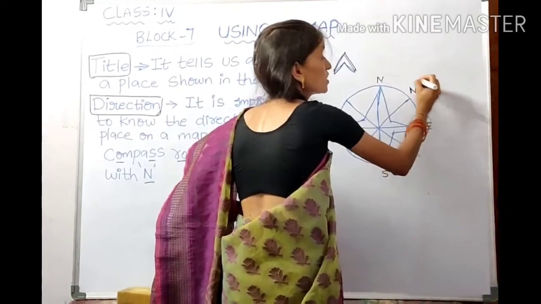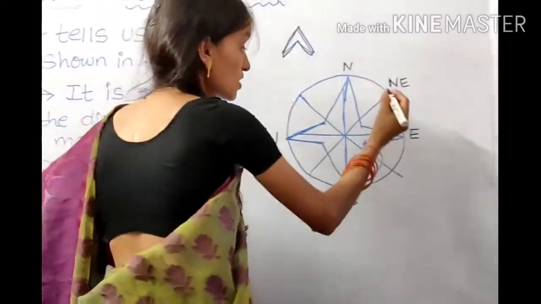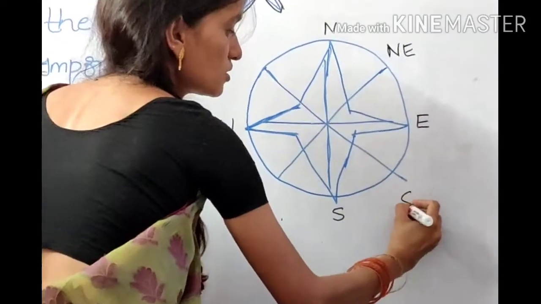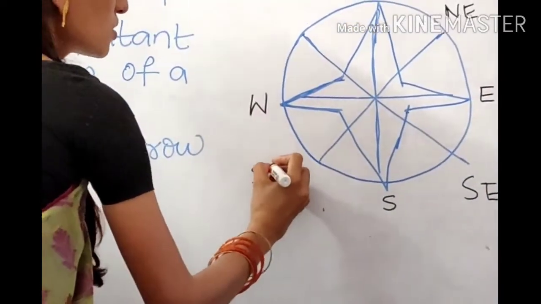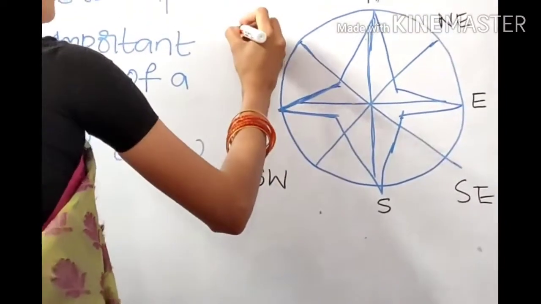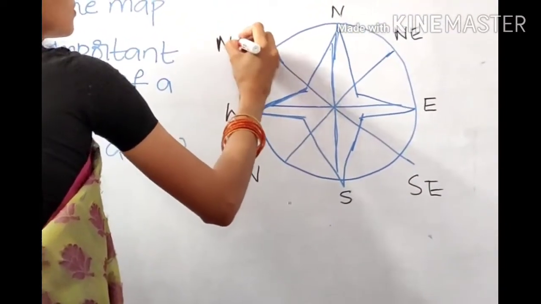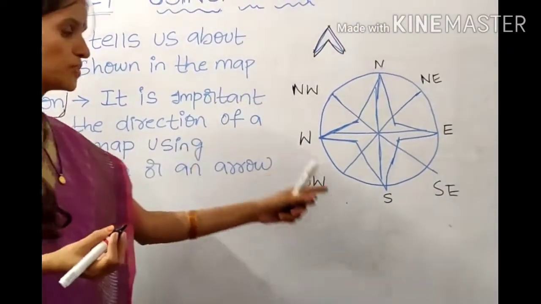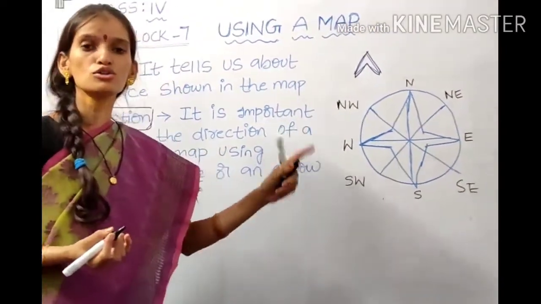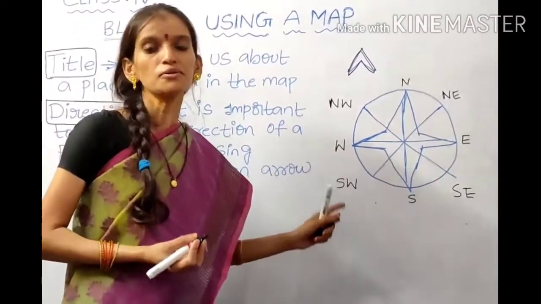Cardinal directions, we read in 3rd class. Cardinal directions: southeast, southwest, northwest. So using these directions, it also helps to read the map.